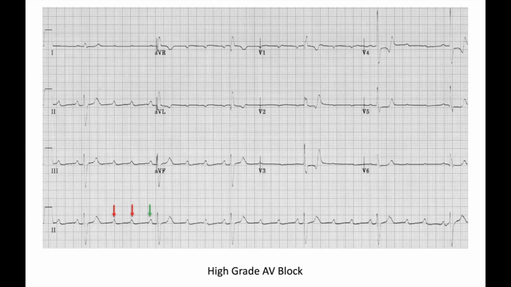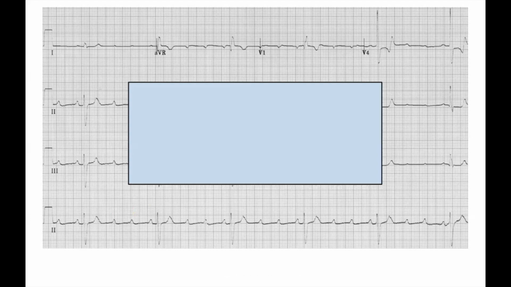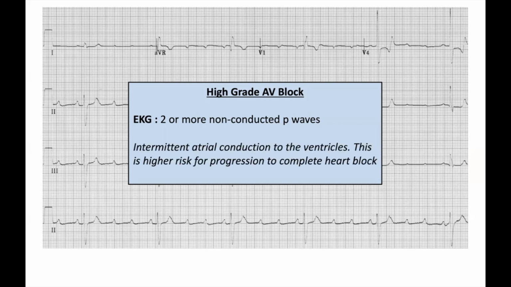And that's essentially what would define high-grade AV block, meaning two or more non-conducted P waves. What's happening here is that you have intermittent atrial conduction to the ventricles. This is higher risk for progression to complete heart block as well. The only thing to think about is to make sure that you're in sinus rhythm, because sometimes you can have atrial tachycardias or atrial flutters that look like this.